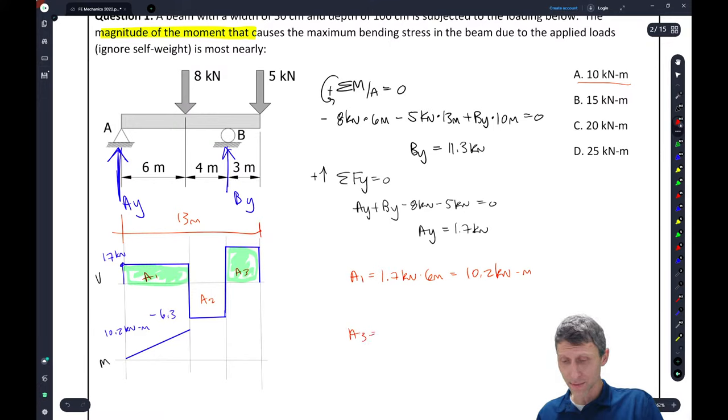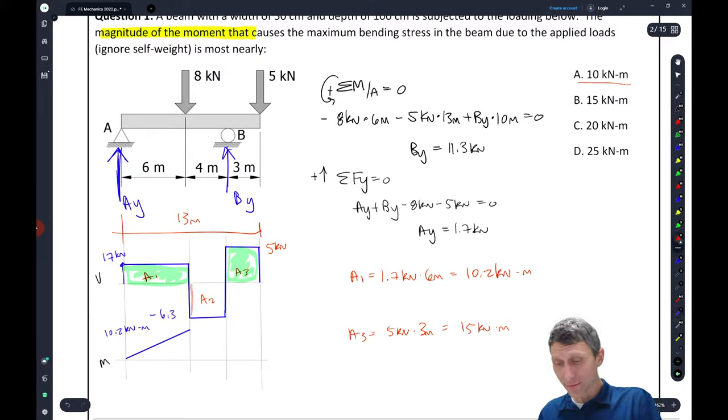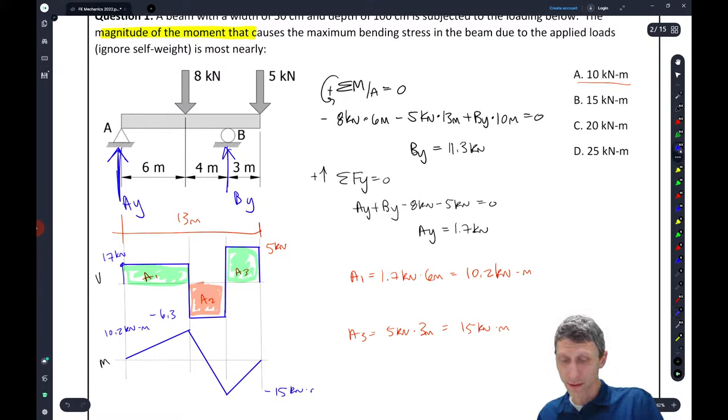Area 3 is just equal to 5 kilonewtons. Forgot to label that one, but 5 kilonewtons times its distance, this 3 meters here, times 3 meters. And that's going to give us what? 15 kilonewton meters. So if you remember anything about shear moment diagrams, this negative area of A2 is going to bring us down to where? To negative 15, and then we're going to come back up to zero. Okay, so this is going to be negative 15 kilonewton meters.